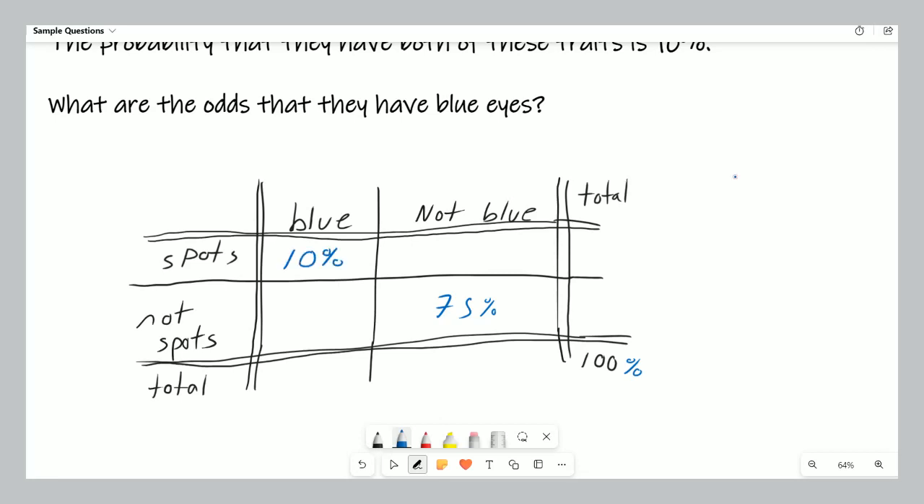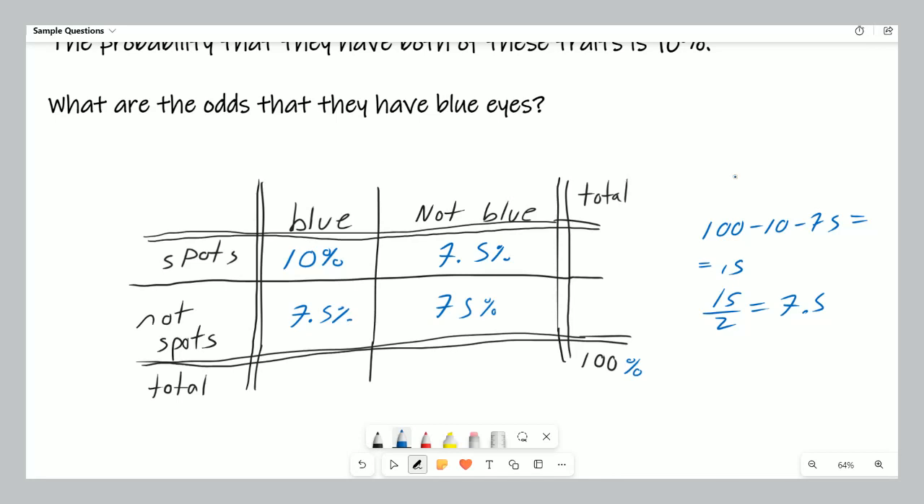Well, the total has to add up to 100, right? So 75 plus 10 is 85. What's left? What's left is 15, right? 100 minus 10 minus 75 is 15. And 15 over 2 is 7.5. So both of these have to be 7.5%.